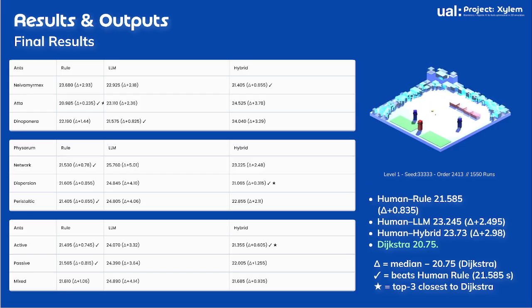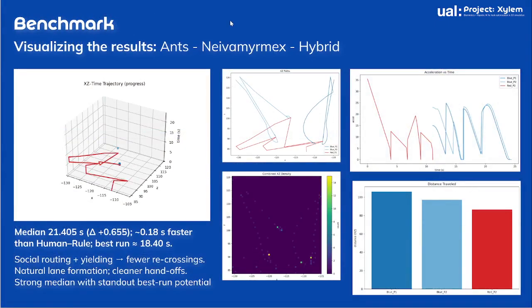This is all taking into consideration the 9 policies and the different rule, LLM, and hybrid setups that have been added. In here we can see each of the ones that we've compared. So the ANS Neivamyrmex hybrid version has a median of 21.405 seconds, which has a delta of plus 0.655, and it's faster than the human rule set and faster than all of the other human layerings.